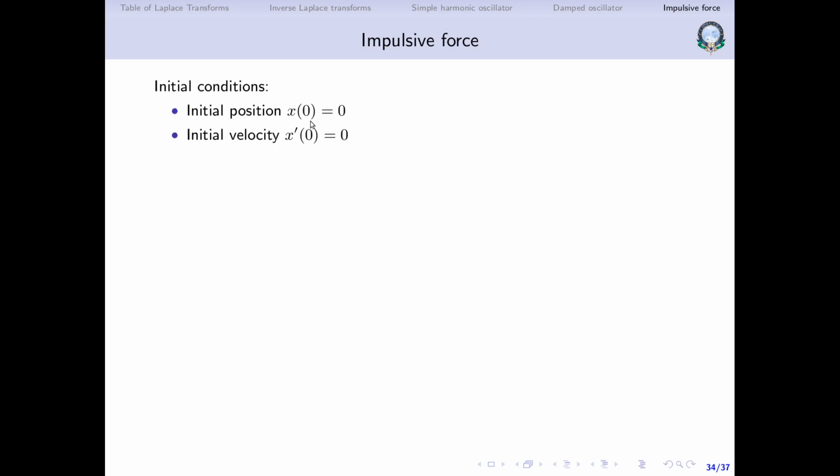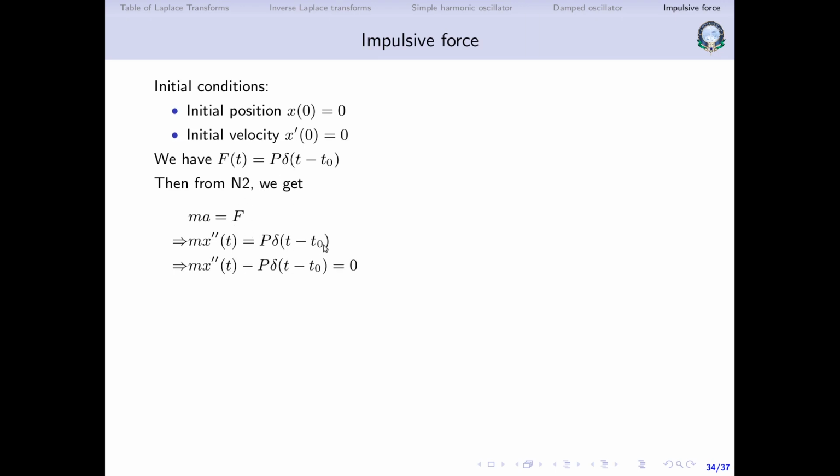So we'll again take the initial conditions. For simplicity, we'll take the initial position to be 0 and initial velocity to be 0, because it's at rest. So the force that is applied is p into the Dirac delta function. From Newton's second law, ma must be equal to the total force. Ma is equal to F. a is the second derivative of x, and F is p delta(t - t0). Bring it on this side, so m x'' - p delta(t - t0) = 0.